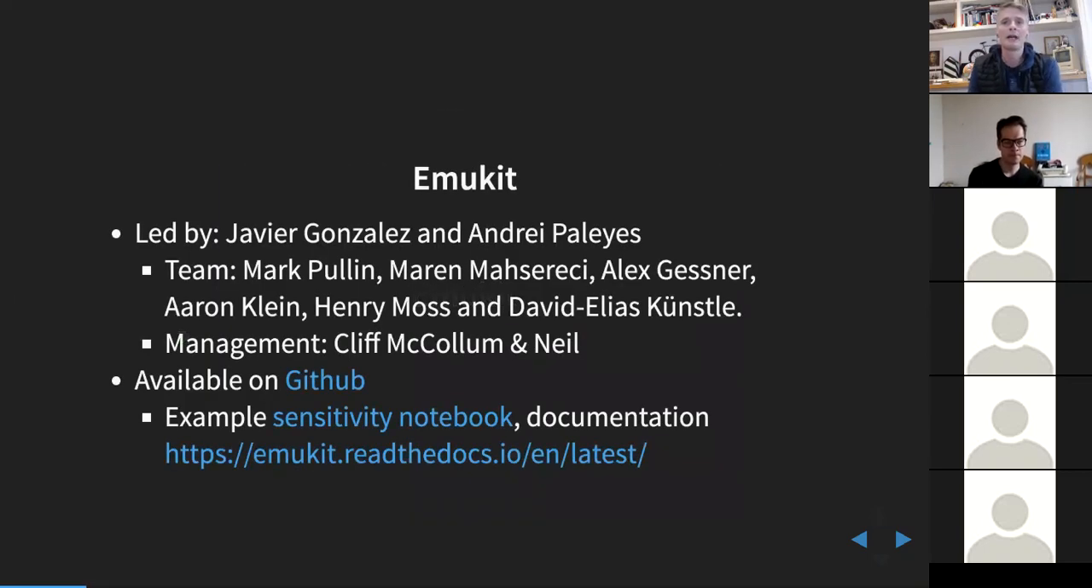So as I was saying, it's a software project that was led by Javier Gonzalez and Andre Pellais, who's now a PhD student in the department, but with lots of input from other people who were working in the team. So Mark and Maren were scientists in the team. Alex, Aaron, Henry, and David Elias were all interns. And Cliff McCullum was the software development manager for the team. And then I guess I was the sort of director.